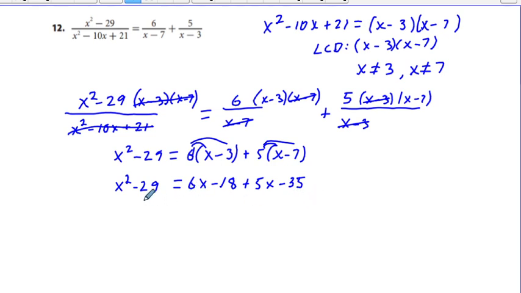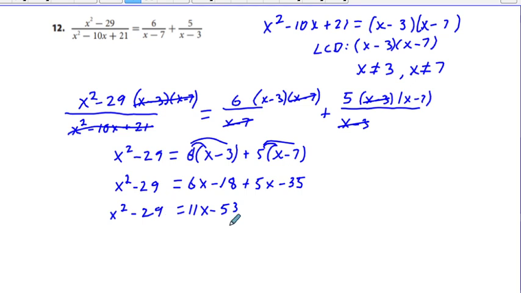So we can just combine like terms on the right. We have 6x plus 5x, that's going to be 11x. And then we have negative 18 minus 35. Let's see, is that going to be minus 53? I think it is, right? And then we have x squared minus 29 on the left.